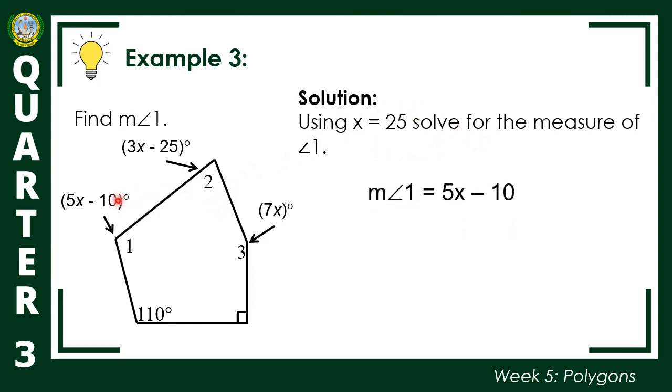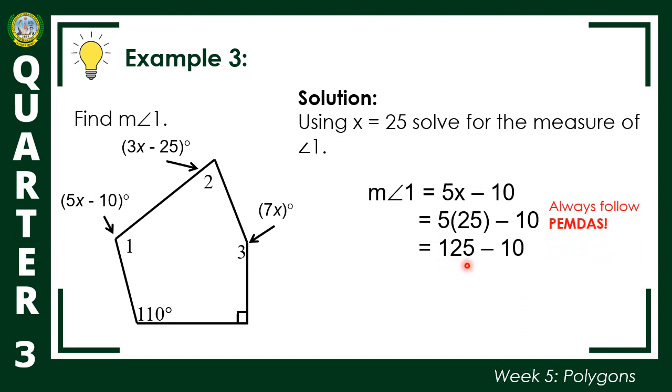So, ang measure po ng angle 1 is 5x minus 10. Substituting 25, it will become 5 times 25 minus 10. Following the PEMDAS, mauuna yung 5 times 25, and that's equal to 125, and then 125 minus 10 is equal to 115 degrees. So this is now the measure of angle 1.